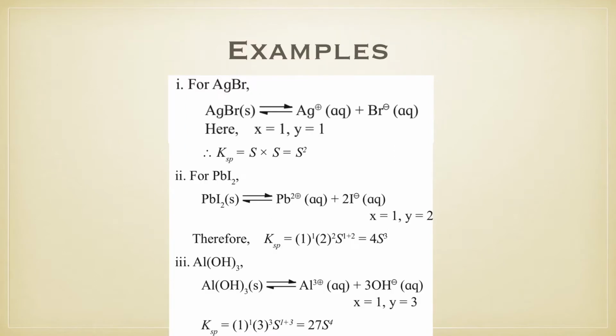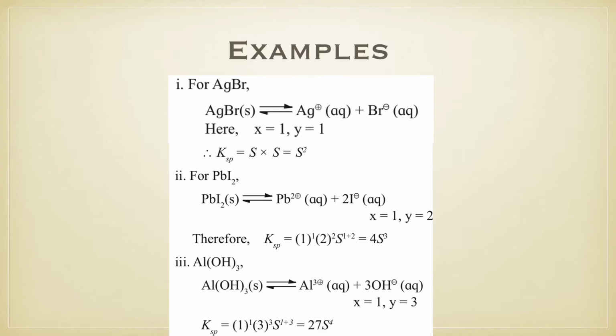Okay, so first example, for silver bromide, first we have to write down the reaction for that. AgBr will dissociate into Ag+ plus Br-, and we have to balance it. Over here Ag is 1 and Br is 1 on the reactant side. Therefore, on the product side it will be 1 mole of Ag+ plus 1 mole of Br-. Therefore X will be equal to 1 and Y will be equal to 1 in this case.